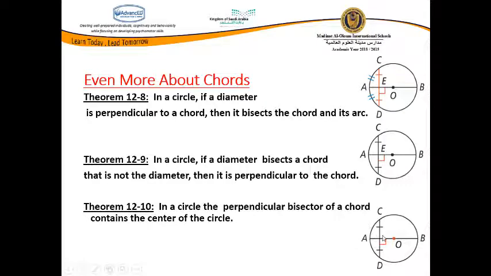In a circle, the perpendicular bisector of a chord contains the center of the circle. That means if we have only a radius, like radius OA, not the whole diameter, it will be the same. If this radius is perpendicular to the chord CD, then it also bisects CD. Whether it is a diameter or a radius, it will be the same.